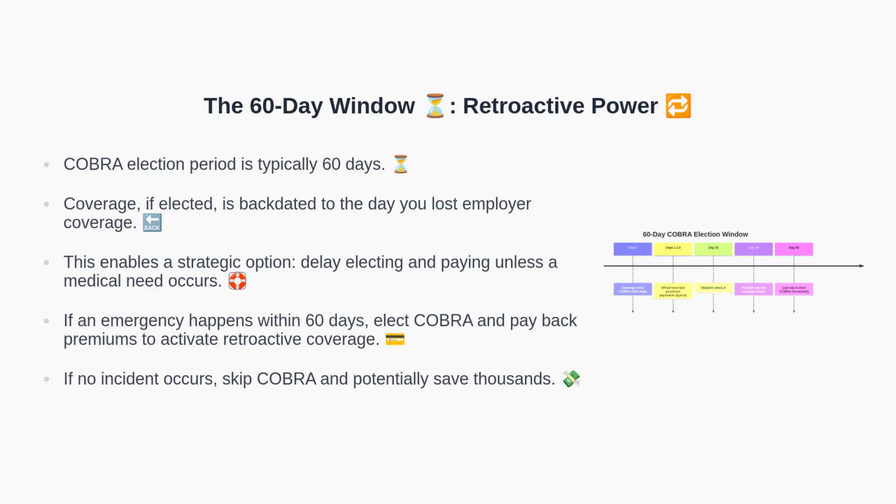Here is the most vital feature. You have a 60-day COBRA election period. If you choose to elect within that window, your coverage is retroactive, back to the day your employer coverage ended. Because of this, many people delay enrolling and paying to see if a medical need arises during those 60 days. If something significant happens, you can elect immediately and pay all back premiums, and the coverage will apply retroactively to those days. Conversely, if no medical needs occur, you can choose not to elect COBRA, which avoids paying expensive premiums. However, this strategy only works if you do not miss the deadline. We will emphasize how strict that deadline is in a moment.